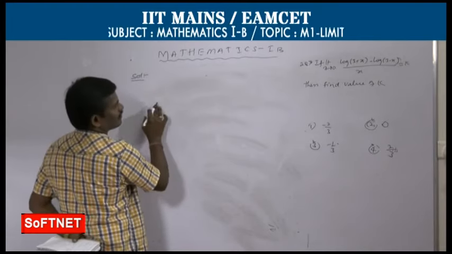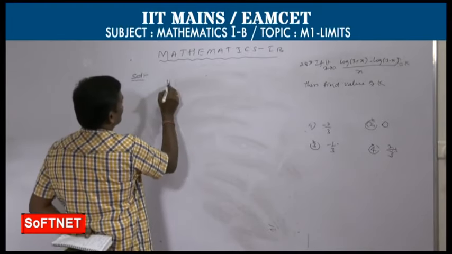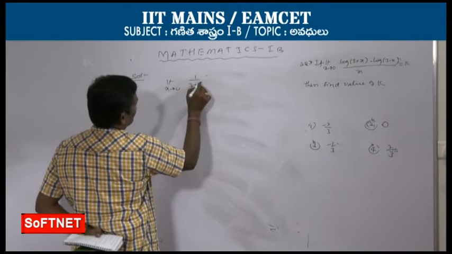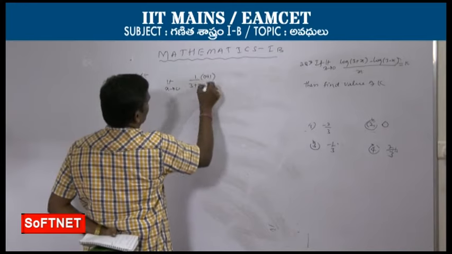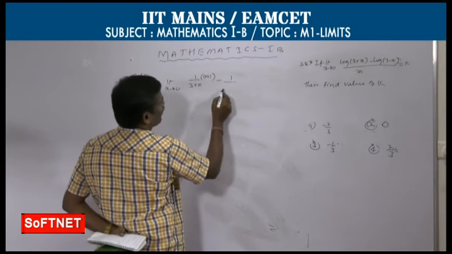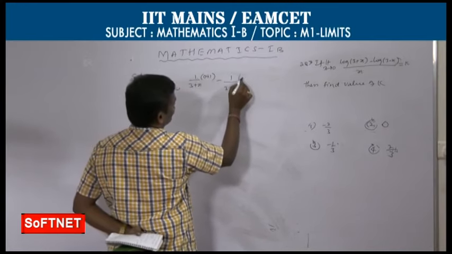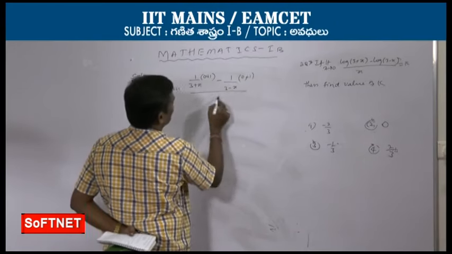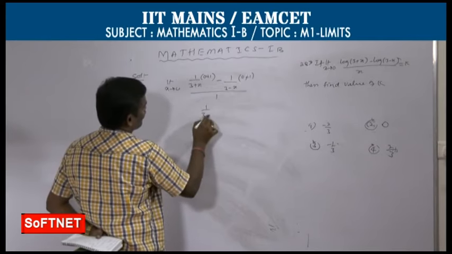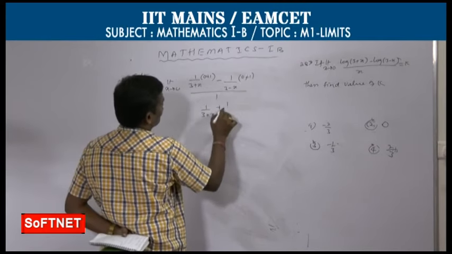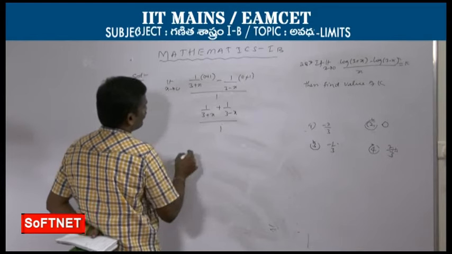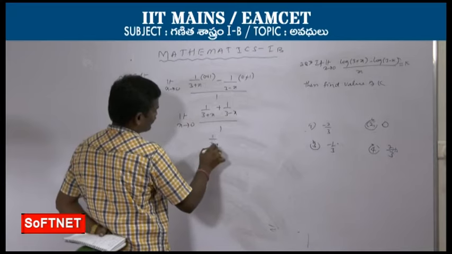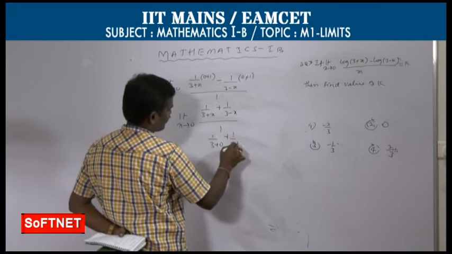Here we can use L'Hospital rule. So limit x tends to 0, the derivative of log of 3 plus x is 1 by 3 plus x, since the derivative of 3 plus x is 0 plus 1. Minus, the derivative of log of 3 minus x is 1 by 3 minus x times the derivative of 3 minus x, which is minus 1, over the derivative of x, which is 1. So 1 by 3 plus x plus 1 by 3 minus x, over 1, as x approaches 0. Substituting 0 for x, we get 1 by 3 plus 0 plus 1 by 3 minus 0.